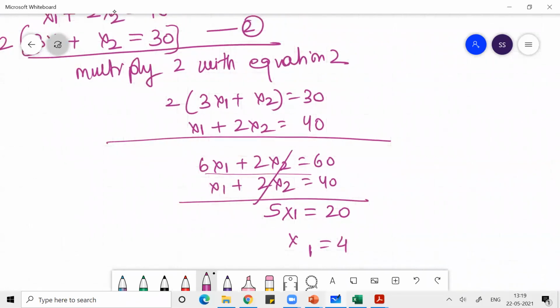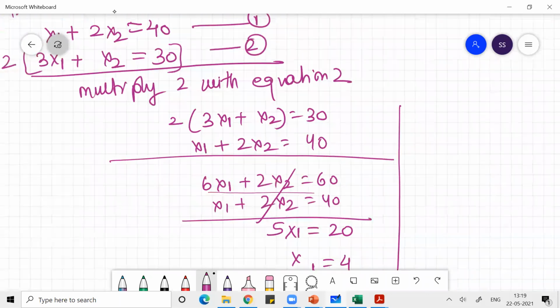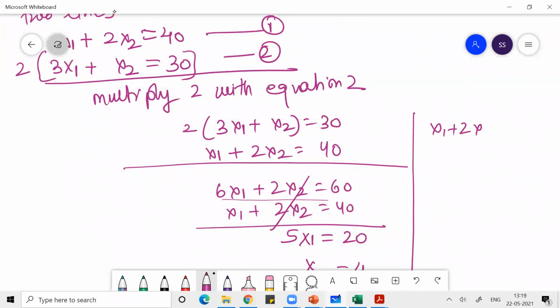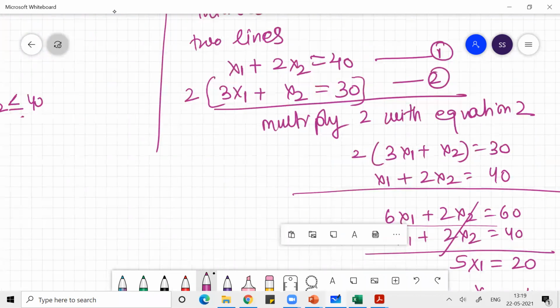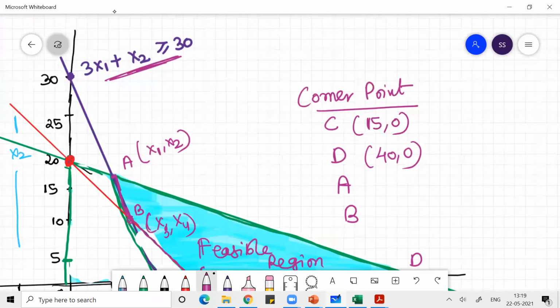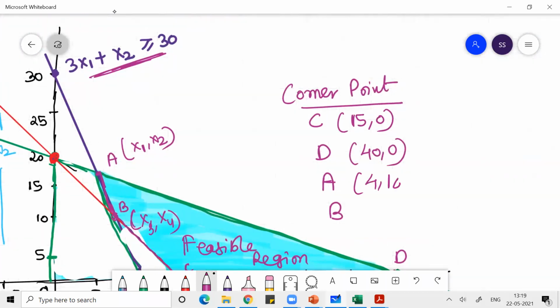Once you get x1 equal to 4, you put this in either equation 1 or 2: x1 plus 2x2 equal to 40, and x1 is equal to 4. So 4 plus 2x2 equal to 40, so 2x2 equal to 36, so x2 equal to 18. I'll get point A equal to (4, 18). Can you understand this? So you can get the coordinates; point A is (4, 18), because point A is obtained by the intersection.